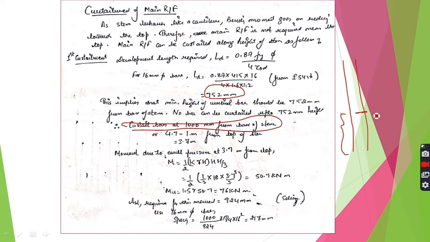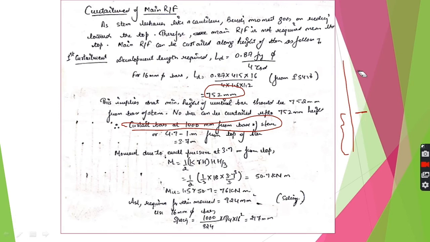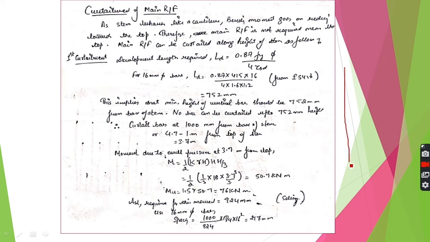So now we have to curtail this bar here. We have provided this curtailment here at 1 meter height. So what will be the spacing here that we have to decide. For that you will need to find out the moment acting at this point. So I will erase again and draw again.